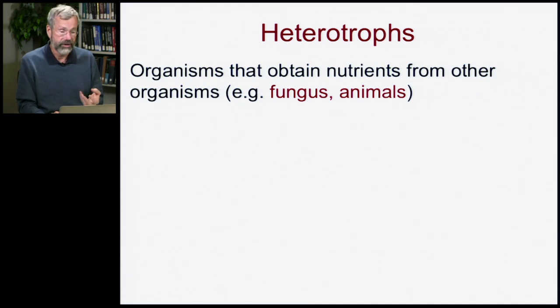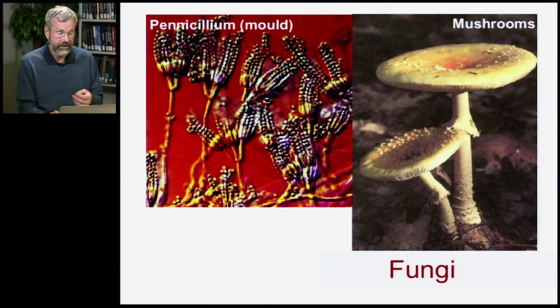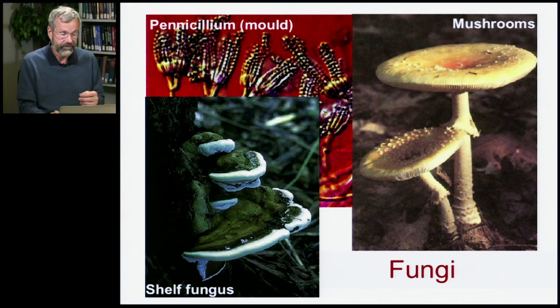In tracking many of the most important aspects of life, an essential distinction is that between organisms that can produce their own food versus those that have to eat something else. First, let's look at what are called heterotrophs. These are organisms that obtain nutrients from other organisms. That is, they have to eat. And this includes, in the multicellular organisms, all of the fungus and the animals. Now, fungus include the molds, so penicillium is a mold. Mushrooms are fungus, as are shelf fungus.